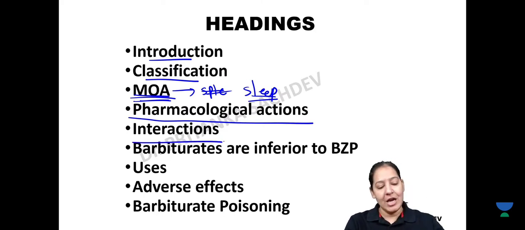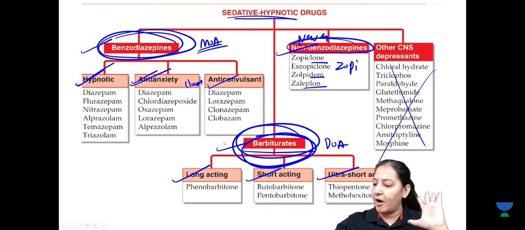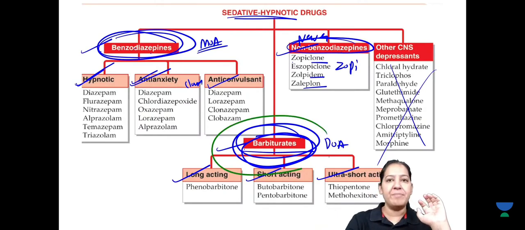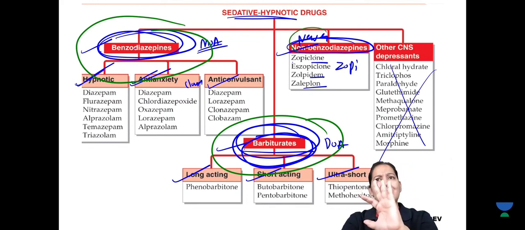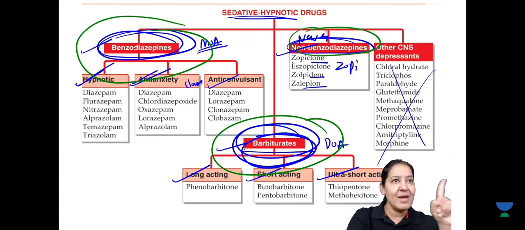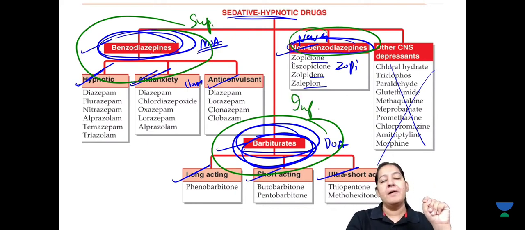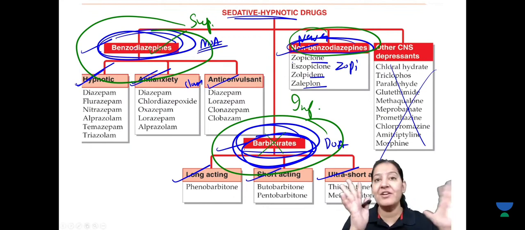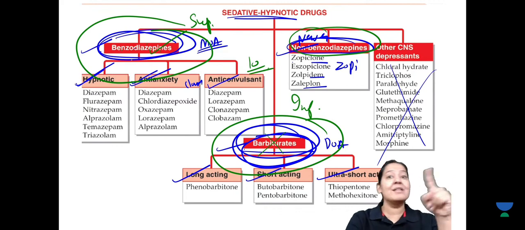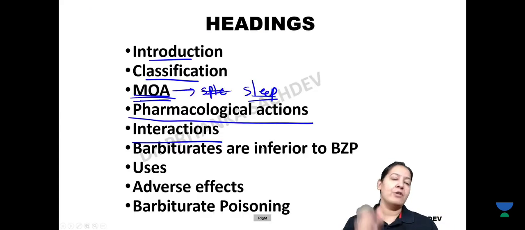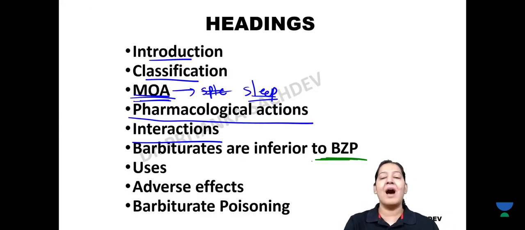Interactions. Now, I'm going to teach you two main chapters. The first chapter is barbiturates and the second is benzodiazepines. After that I will also teach the newer drugs, small things about them, but benzodiazepines are superior and barbiturates are inferior. Nowadays, we don't prefer barbiturates; we prefer benzodiazepines. So tell me 10 reasons why benzodiazepines are superior to barbiturates. I will tell you the reasons.